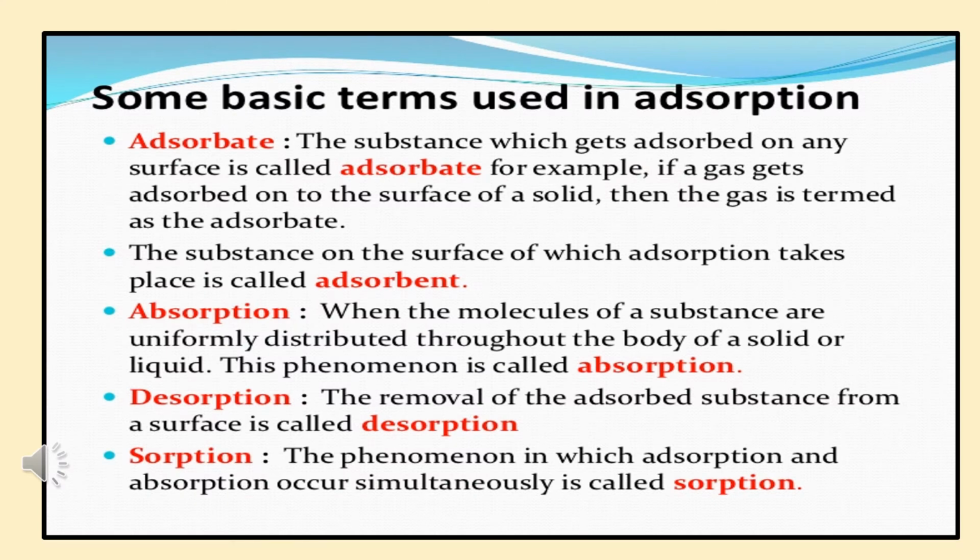So, what we have studied till now. Adsorbate: the substance which gets adsorbed on any surface is called adsorbate. And the substance on which the adsorption takes place is called adsorbent. When the molecules of a substance are uniformly distributed throughout the body of a solid or a liquid, then that phenomenon is called absorption. Adsorption is a surface phenomenon, absorption is a bulk phenomenon.